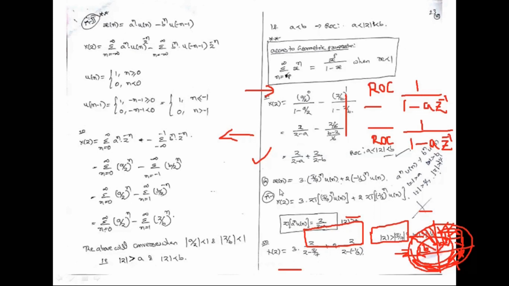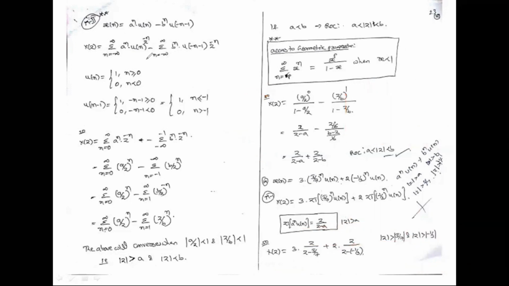And another example, x of n is equal to... so you got it, my dear students. The second method means directly you are not taking the a power n mu of n, you are simplifying this function: the sum from 0 to infinity of a power n z power minus n, and minus infinity to minus 1 of b power n z power minus n. Okay, we're taking off the values greater than a power n, means 0 to infinity mu of n is just 1, and mu of minus n minus 1. The value is in between the range of minus infinity to minus 1.